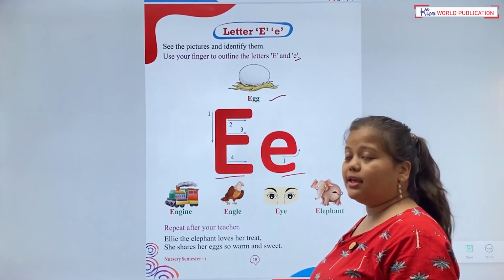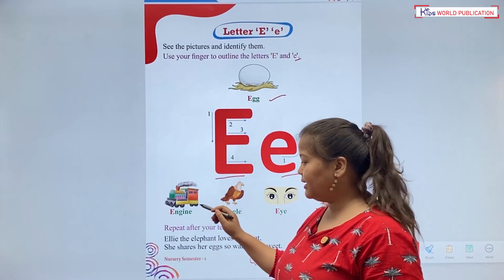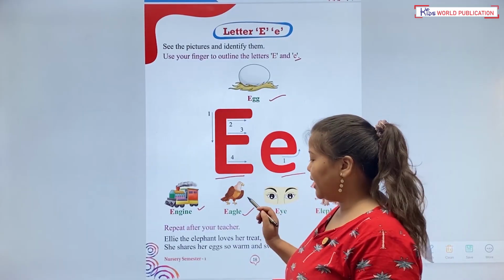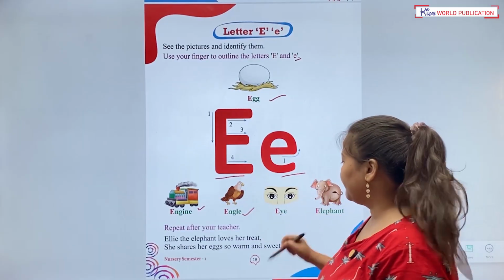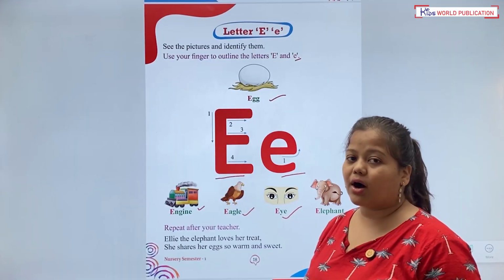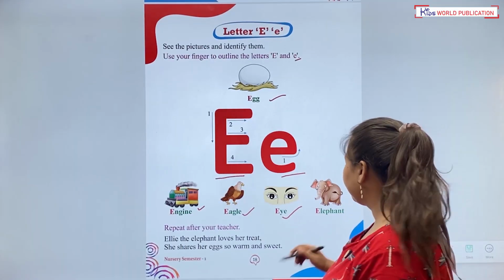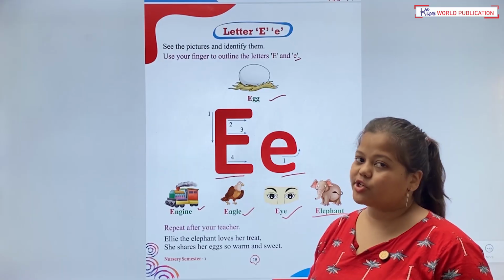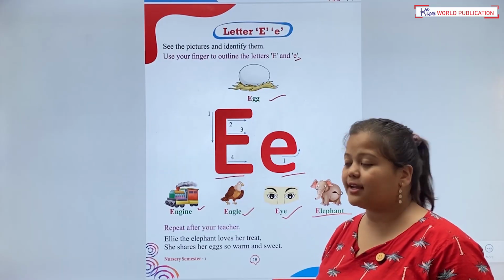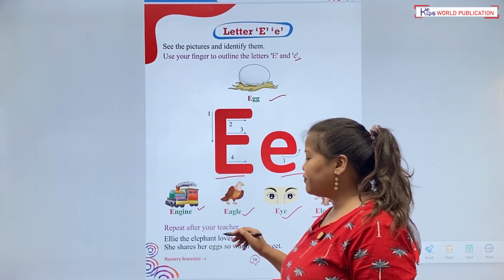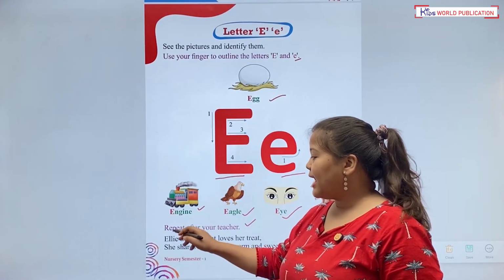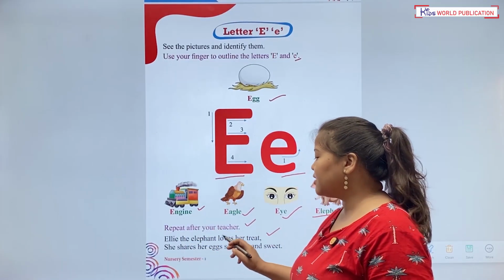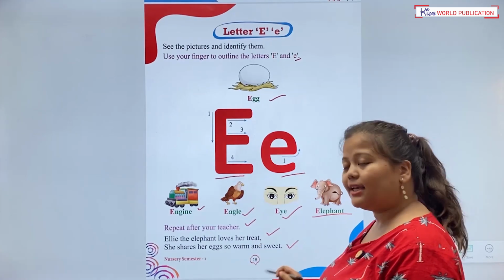Engine. E-N-G-I-N-E, engine. Eagle. E-A-G-L-E, eagle. Eye. E-Y-E, eye. Elephant. E-L-E-P-H-A-N-T, elephant. Repeat after your teacher. Ellie the elephant loves her treat. She shares her eggs so warm and sweet.